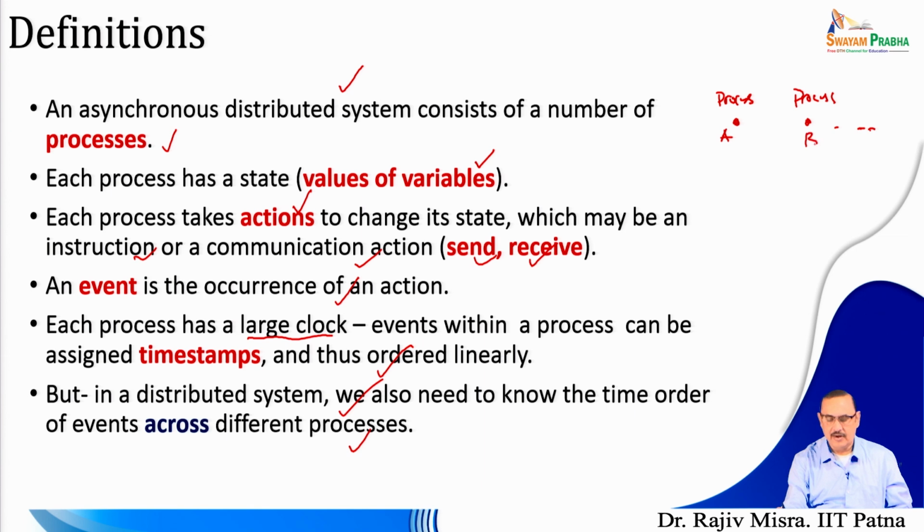This is process A and this is process B. Each process has its values of the variables. Let us say the variables are V1 and V2. The process takes an action to change its state, which may be an instruction or a communication action. Here, for example, the state may be changed due to an instruction.